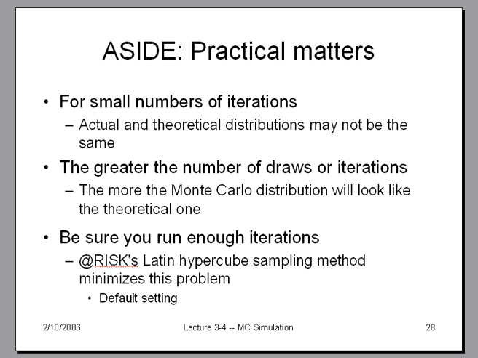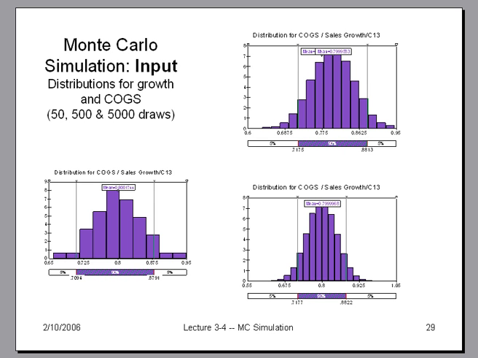What it means, of course, to you from a practical standpoint is that you just need to run enough iterations in your model. Typically, given the power of today's computers, you can run 10,000 iterations in the blink of an eye, really, so it's not that big of a problem. You'll use @RISC's Latin hypercube sampling method. It is pretty much the state of the art of Monte Carlo simulation, and it minimizes sampling error. It's the default setting in @RISC, so you don't need to mess with it.